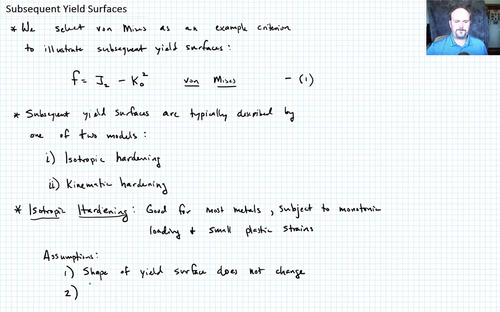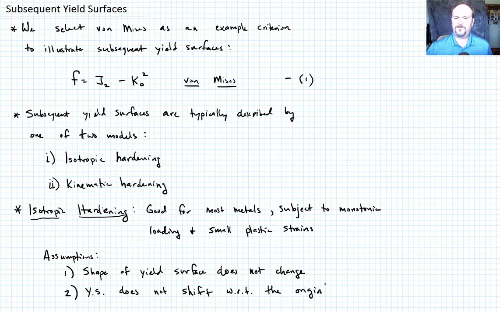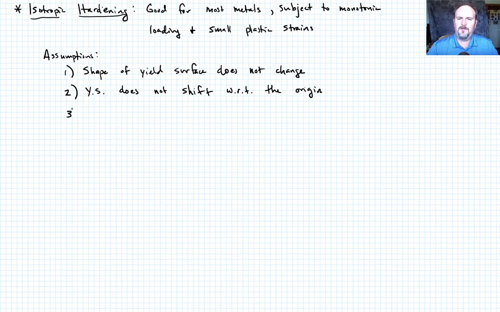Assumption number 2. The yield surface does not shift with respect to the origin. I'm going to say with respect to is just WRT. It's with respect to the origin. Okay. Number 3. The yield surface only expands. So we don't allow contraction. We don't allow it to shift. It just can continue to grow.